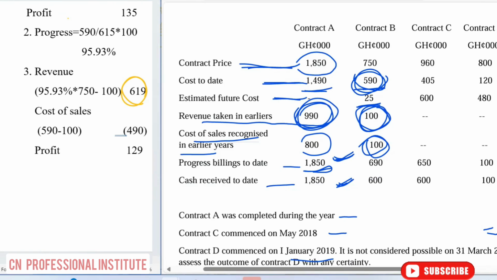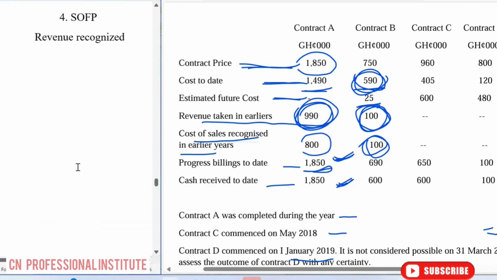Now, to get the cumulative revenue, it will be the 619 that we've taken in this year, plus the 100 taken the previous year, which will give us 719. Are you following? That's what we are going to record in the financial position, cumulative. Put the two together and that will give us 719. That's the revenue we are going to recognize.